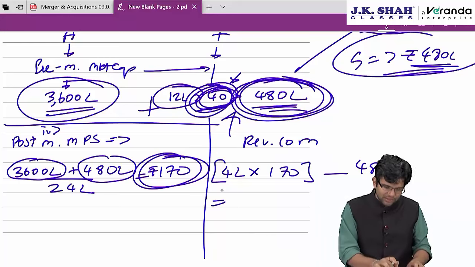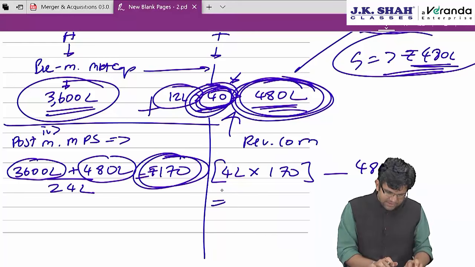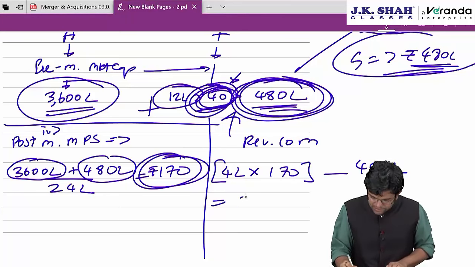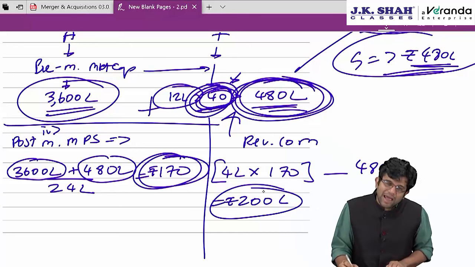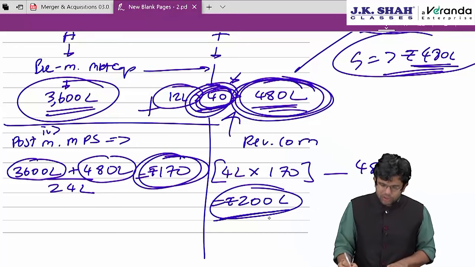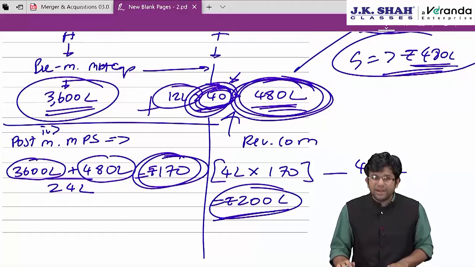Let's take the calculator and solve this. 4 into 170, plus 480, minus MRC. The cost of merger now is rupees 200 lakhs. Everybody following? The cost of merger comes to rupees 200 lakhs.